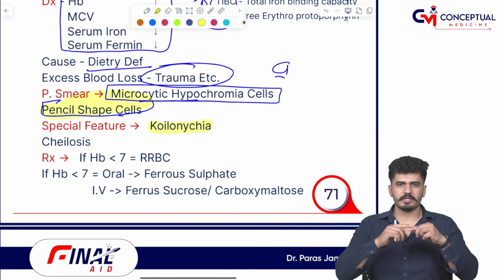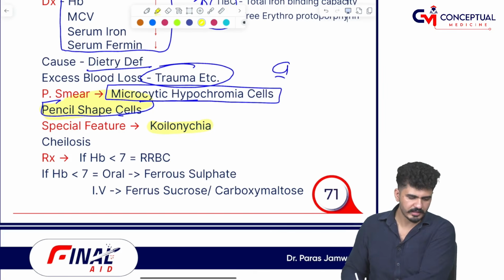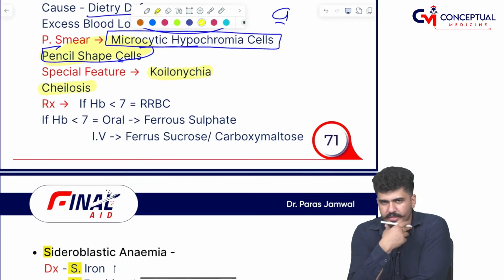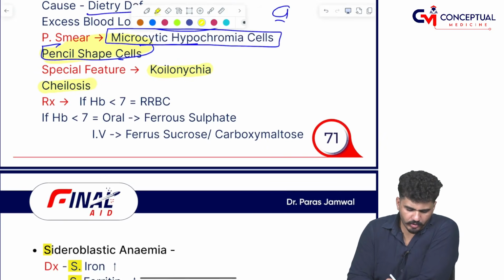Feature is koilonychia. You will see the spooning of the nail. This is called koilonychia. Also you will see cheilosis, inflammation of the side of the lip. If hemoglobin is less than 7, PRBC will be given.